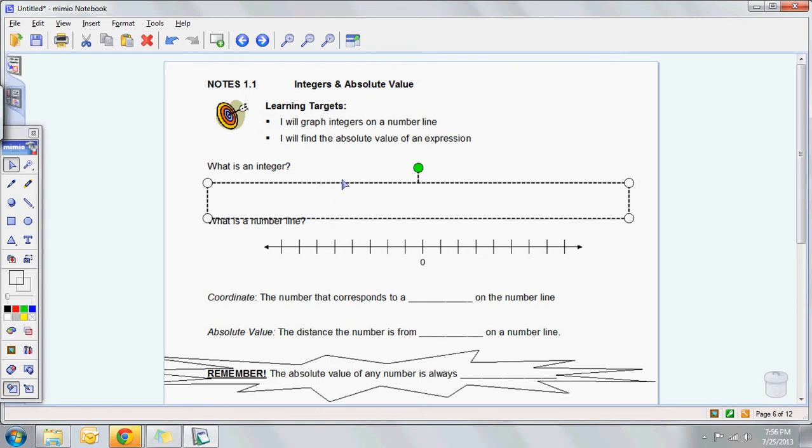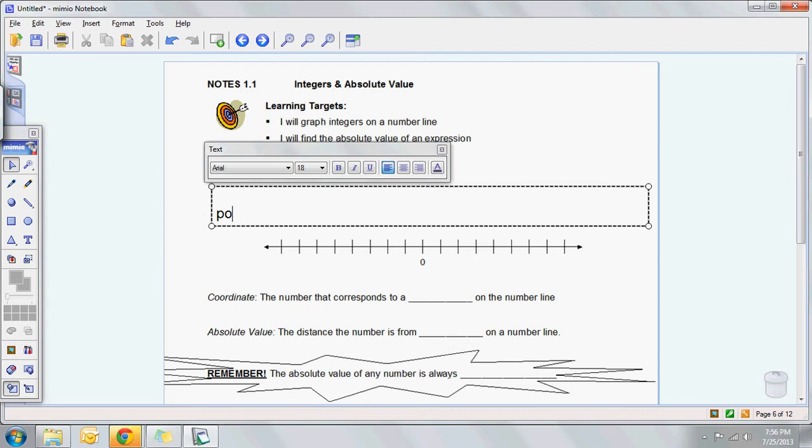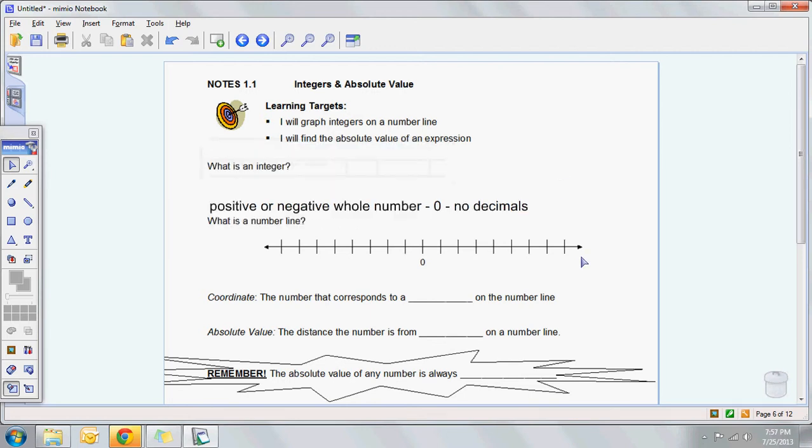An integer is a positive or negative whole number. So it can't be a decimal, it has to be a rounded out number. So like 1, 2, 3, -1, -2, -3. 0 is an integer, but it's not positive or negative. But like I said, you can't have any decimals. Those are not integers, they're something entirely different. So that's what an integer is.